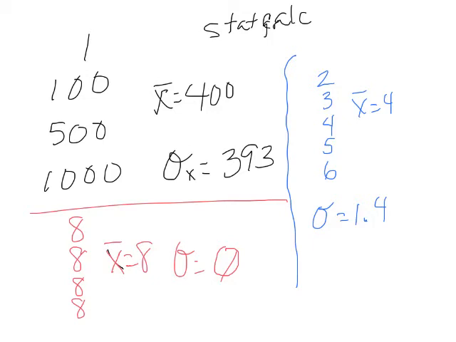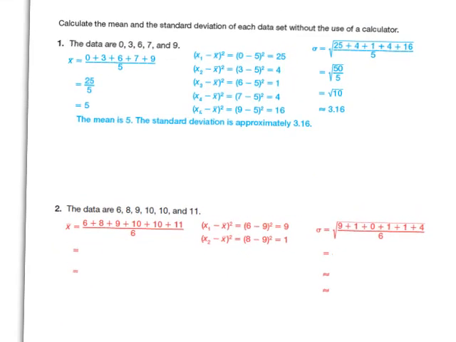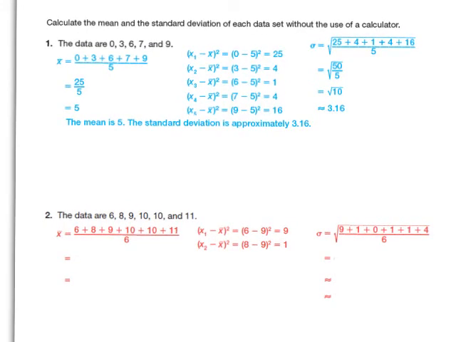All right, now we can start doing the homework. Go ahead and pause that while I get this ready. All right, so for number one, there's a pre-done example for you. Here is the data right here: 0, 3, 6, 7, 9. The numbers are somewhat close together. They're not too spread out, so the answer shouldn't be that big of a number.